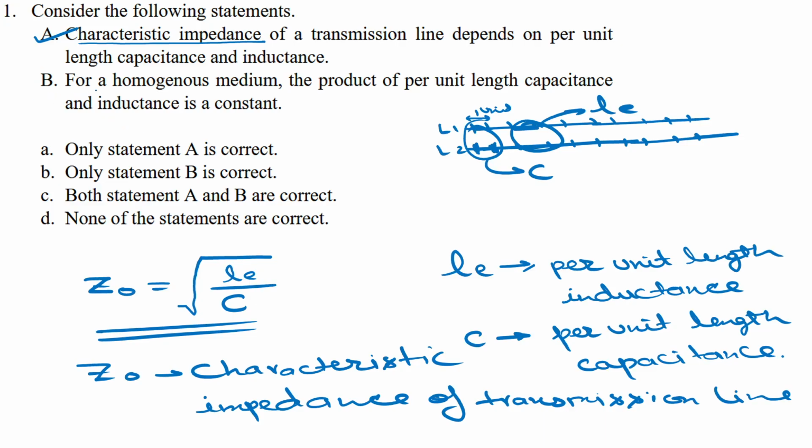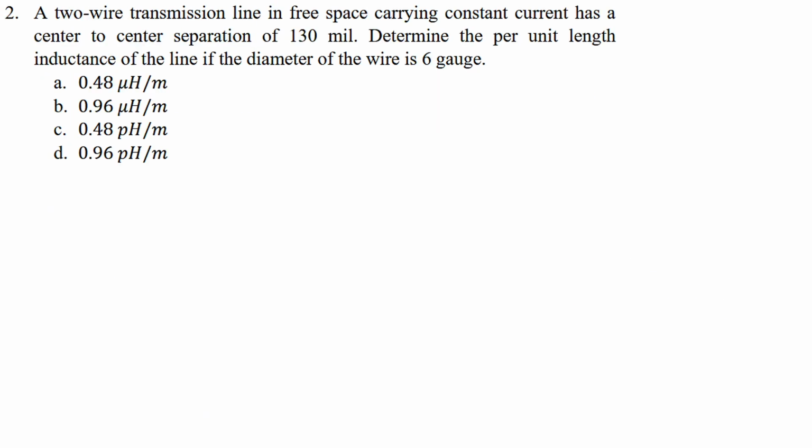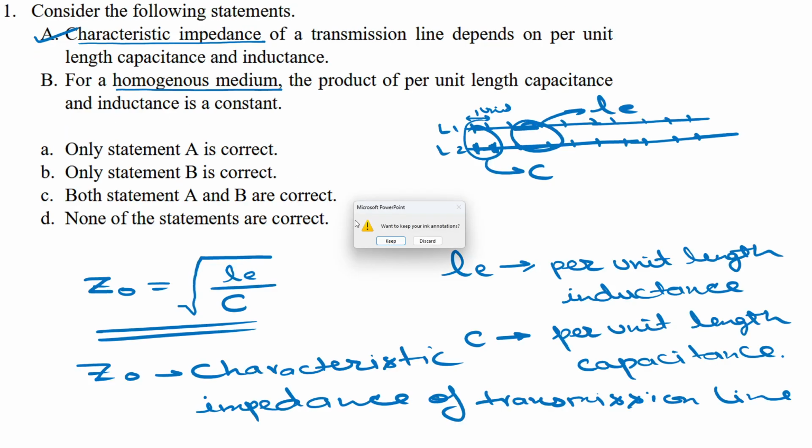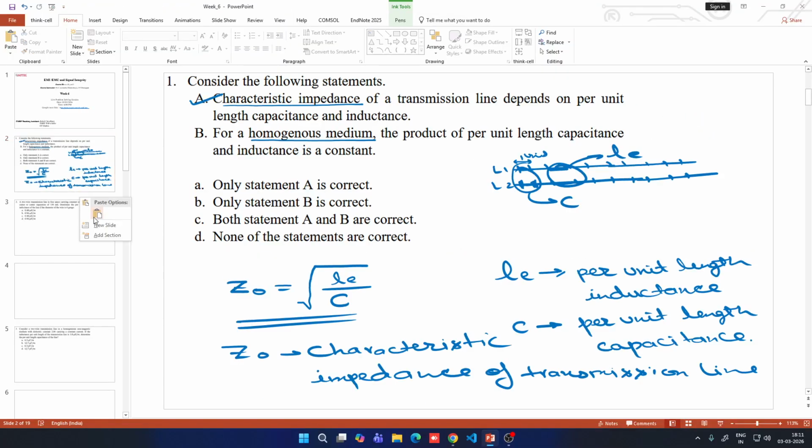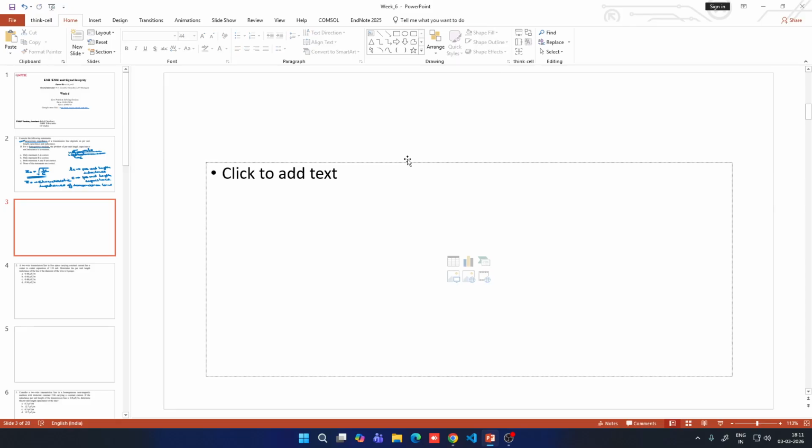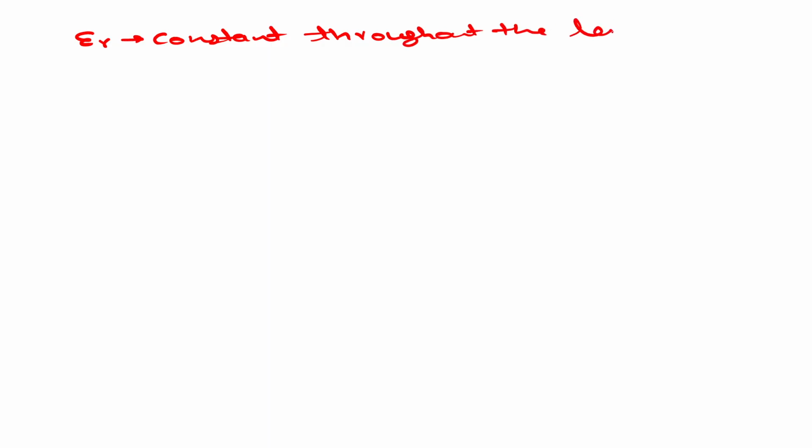And statement B says, for a homogeneous medium, the product of per unit length capacitance and inductance is a constant. So here this term is important, homogeneous medium. Here homogeneous medium means this epsilon r is constant throughout the length of the transmission line.